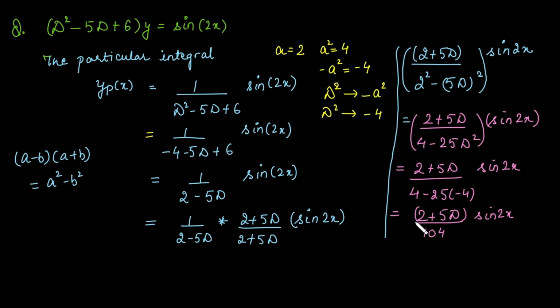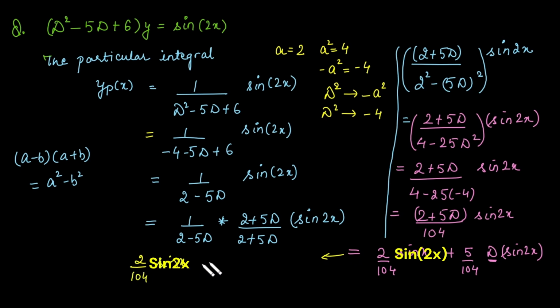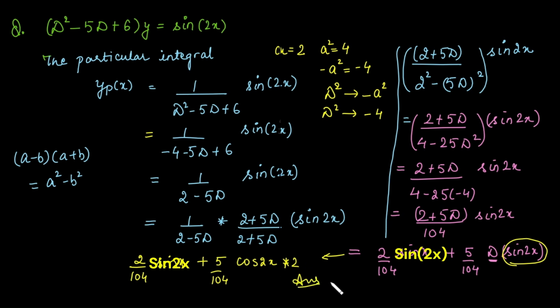Now this is a numerator term. So this is like x plus y into something. So we will multiply x with something and y with this something. So we have 2 into sine x by 104 plus 5 by 104 D sine of 2x. So now we need to remove this D, and D stands for the derivative. So in this case the answer is 2 by 104 sine x plus 5 by 104. So derivative of sine 2x is cos 2x into 2, and that is the final answer in this case.